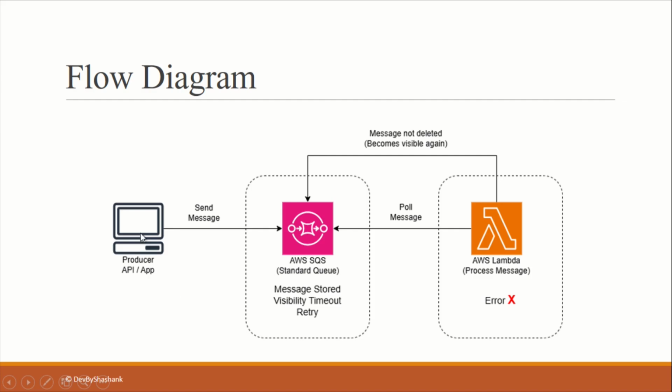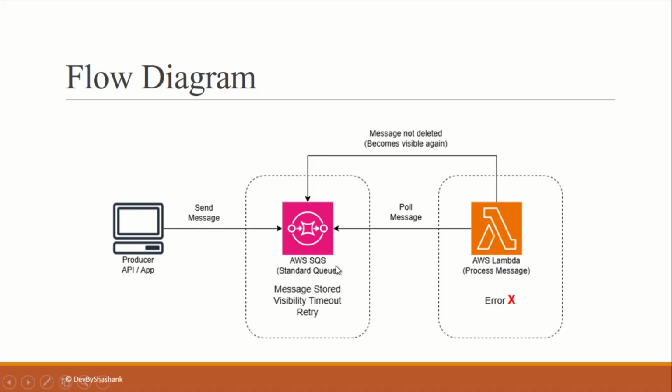Here is a producer, that can be any API or an app. Here it can be Lambda, EC2 instance, anything. It will send a message to SQS. Then this Lambda will pull the message from SQS using the SQS trigger feature. Then if due to any reason this Lambda fails, that message will be visible in SQS again and it will be available for retry.